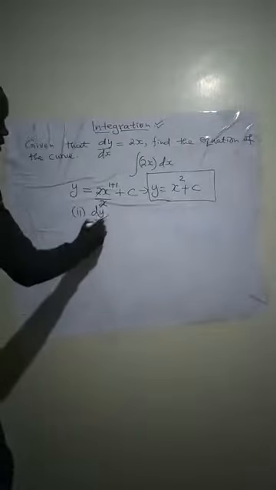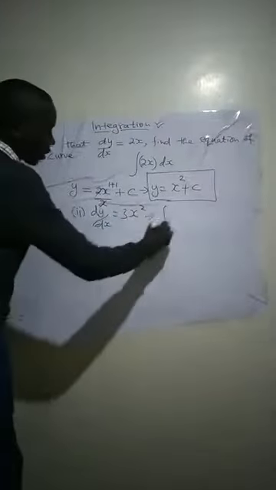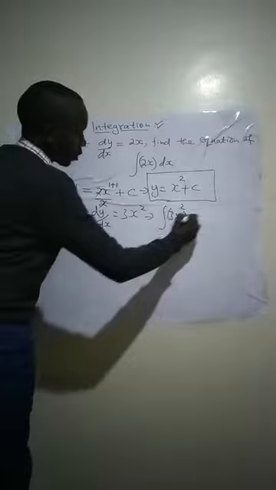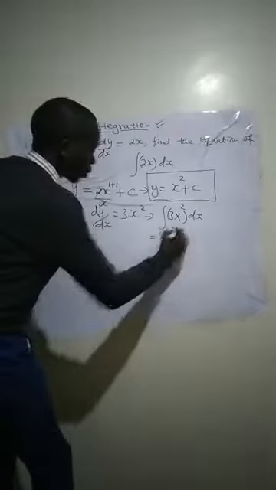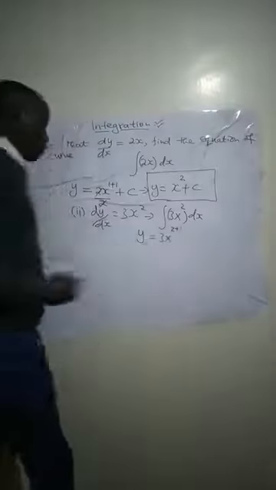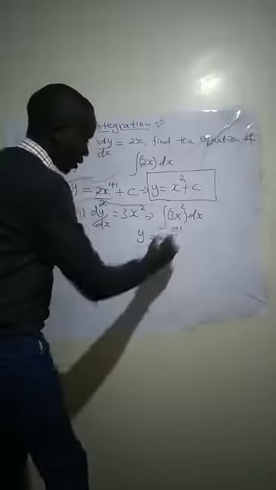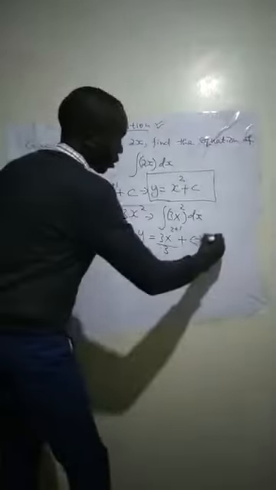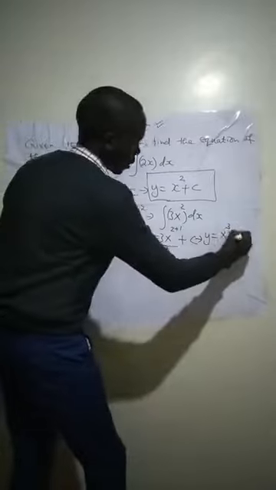Let me pick another one. Another example: dy over dx is equal to 3x squared. Again, same process. You integrate 3x squared with respect to x. So 3x power 2, so y equals 3x power 2 plus 1. So you add 1, then divide by the result, which is 3, then plus a constant, because when you differentiate a constant, you get 0. So we introduce that constant plus c. And in that case, we have y equals x cubed plus c.